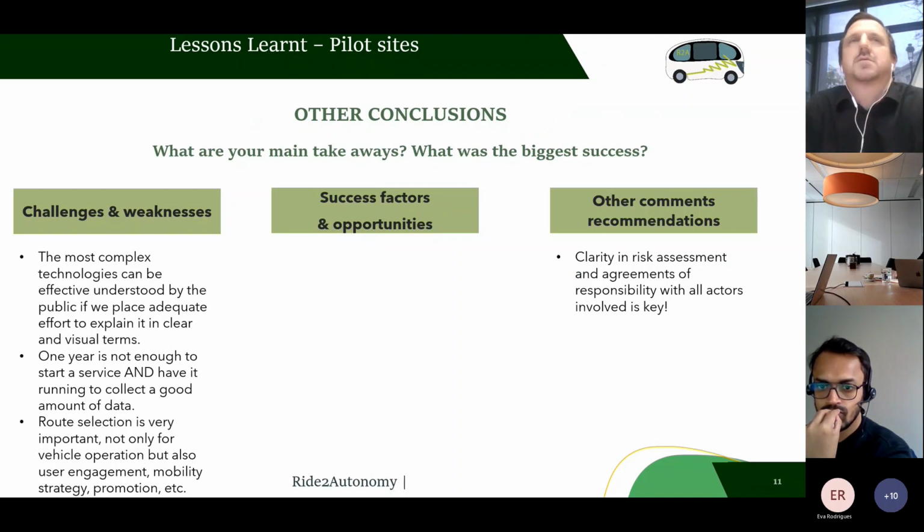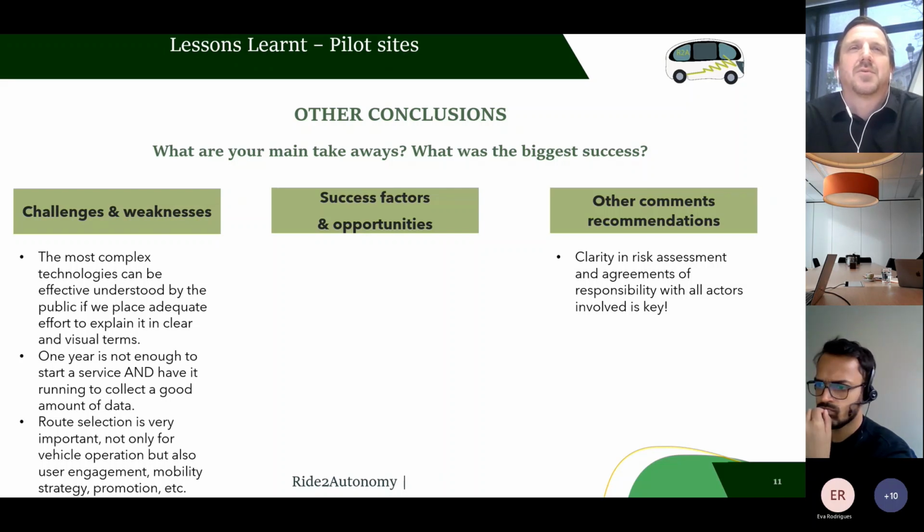Other conclusions, challenges and weaknesses. So the complex technologies, it was said to really explain this in clear and visual terms. And there were some examples of that throughout the project with some icons and explanatory visuals.